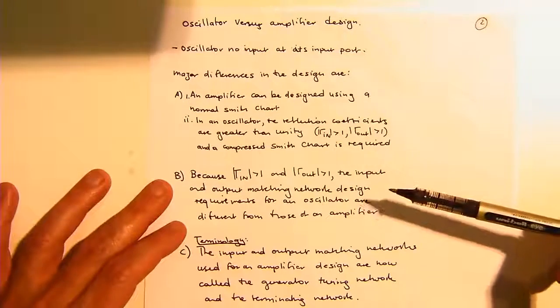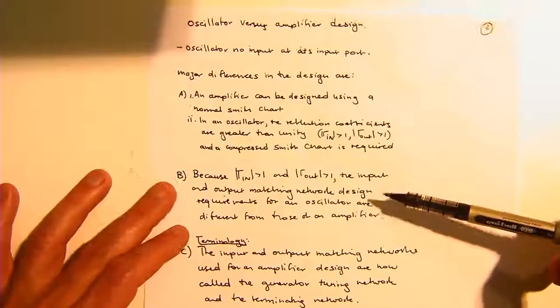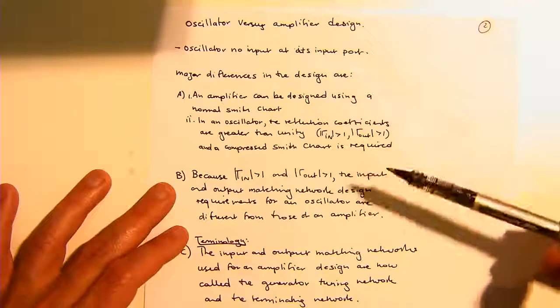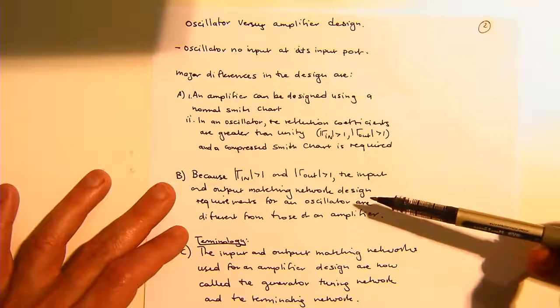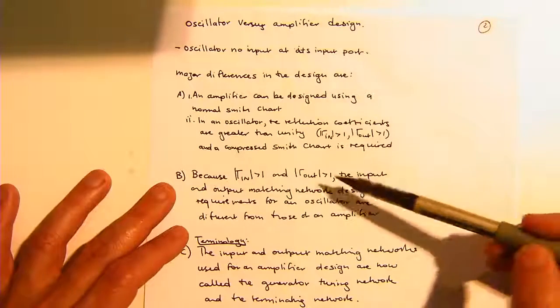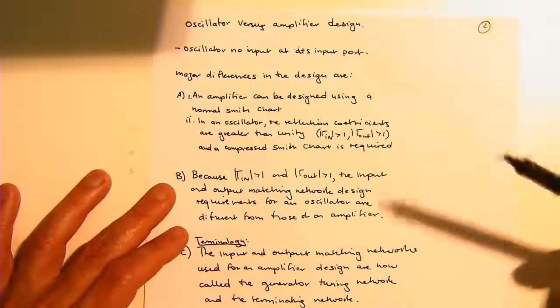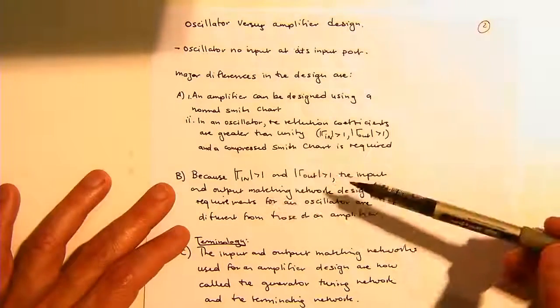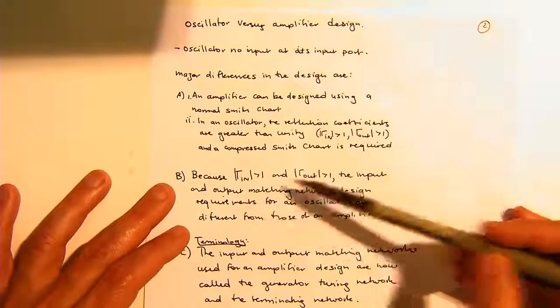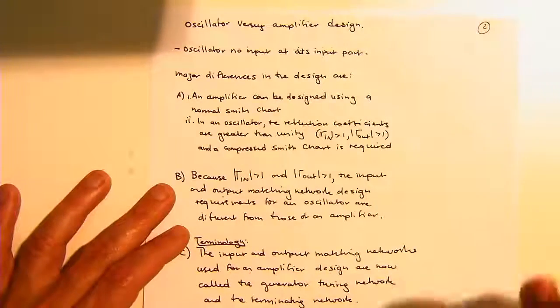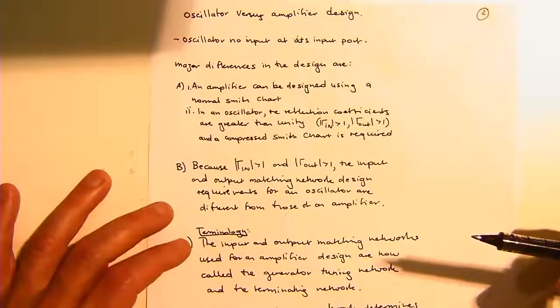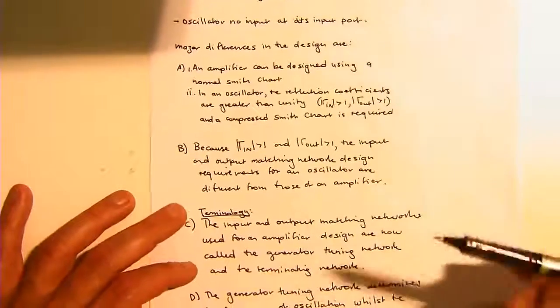And then there are also some slight differences in how you design your input and output matching networks. Here you're specifically trying to design your input and output reflection coefficients in an oscillator to be greater than 1. This is a little bit of terminology, a little bit of background, just to help you understand what we're trying to do here.